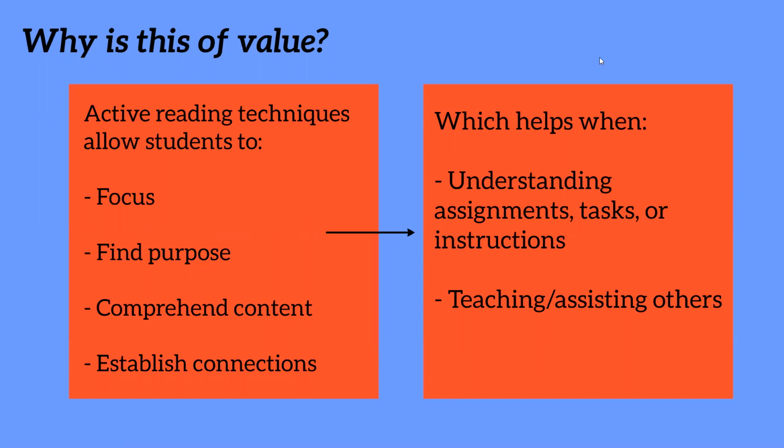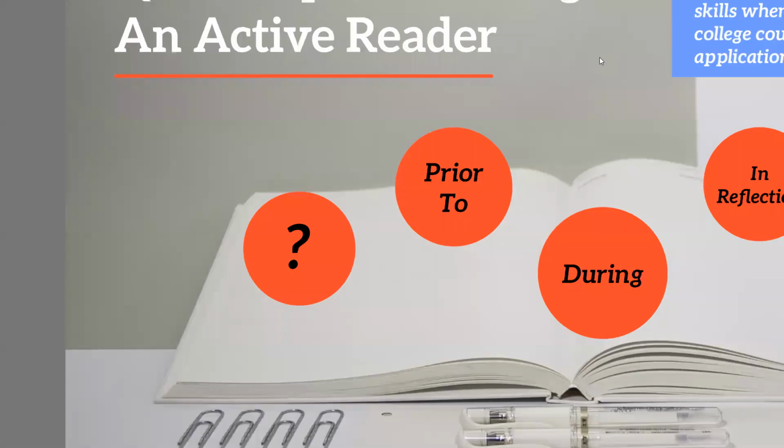All of these skills allow us to more simply understand tasks, assignments, or instructions in a more complete way, at the simplest value, but also taking that a step further and being able to understand information well enough to teach it to someone else. A great example of this is in the workplace when we have to explain information to a customer or to a client. And so seeing this at its full value really helps us understand the importance of active reading as a whole.